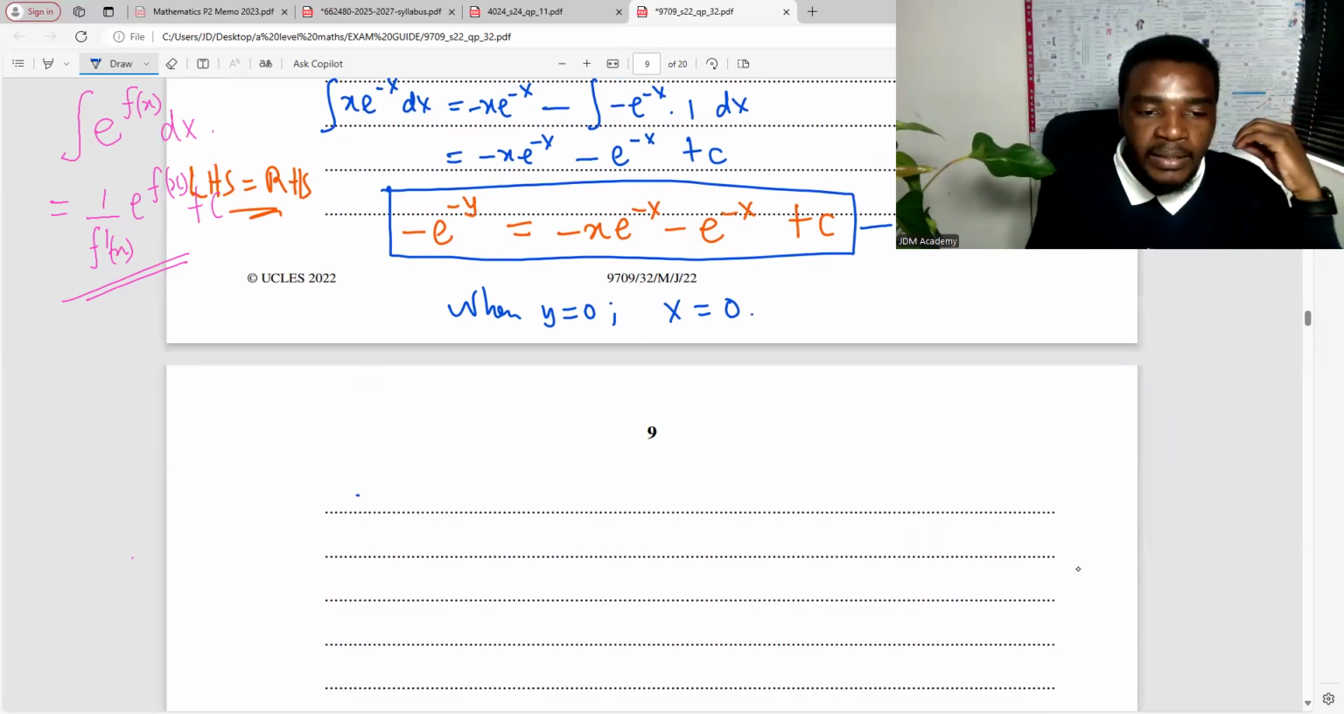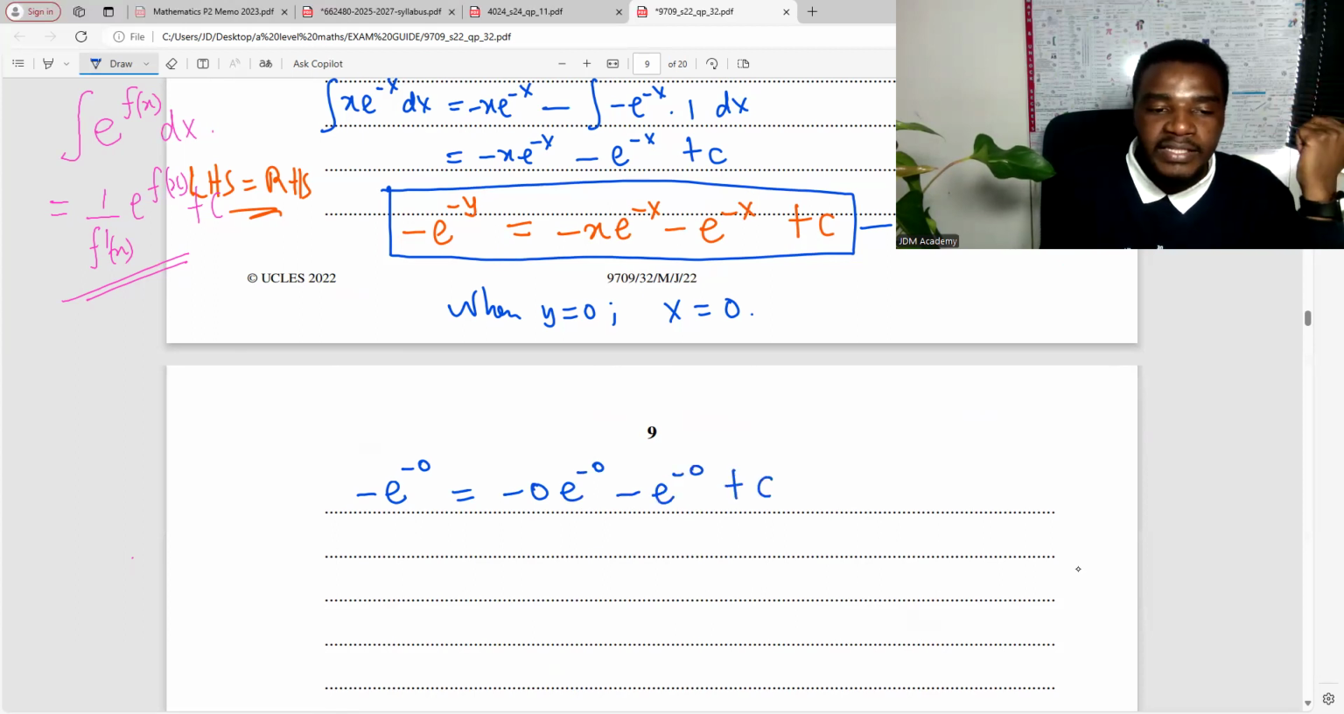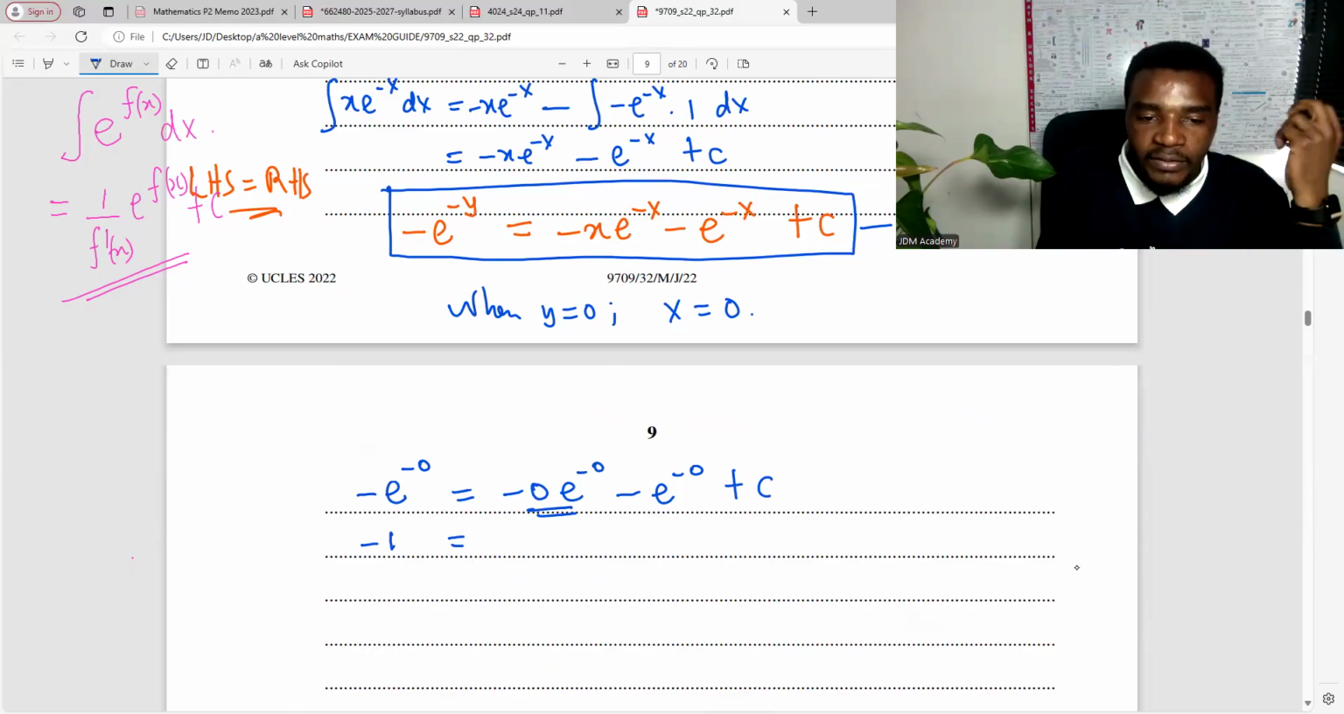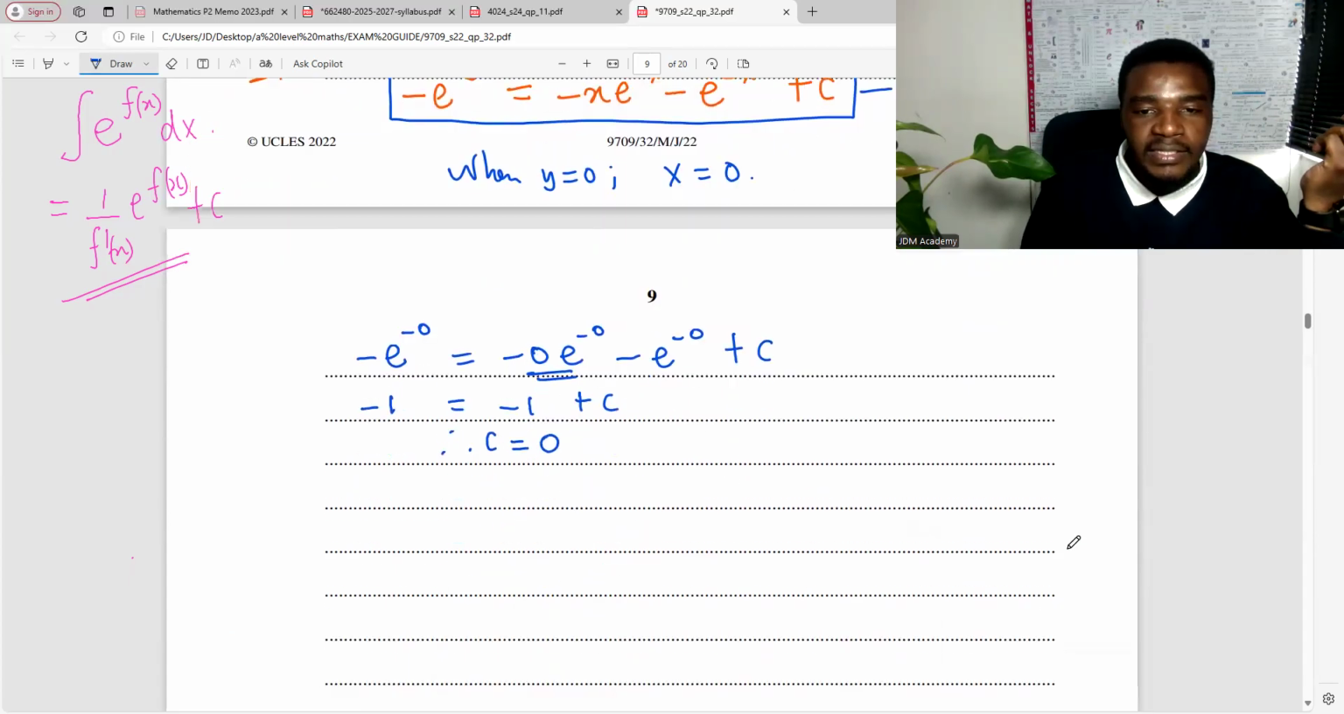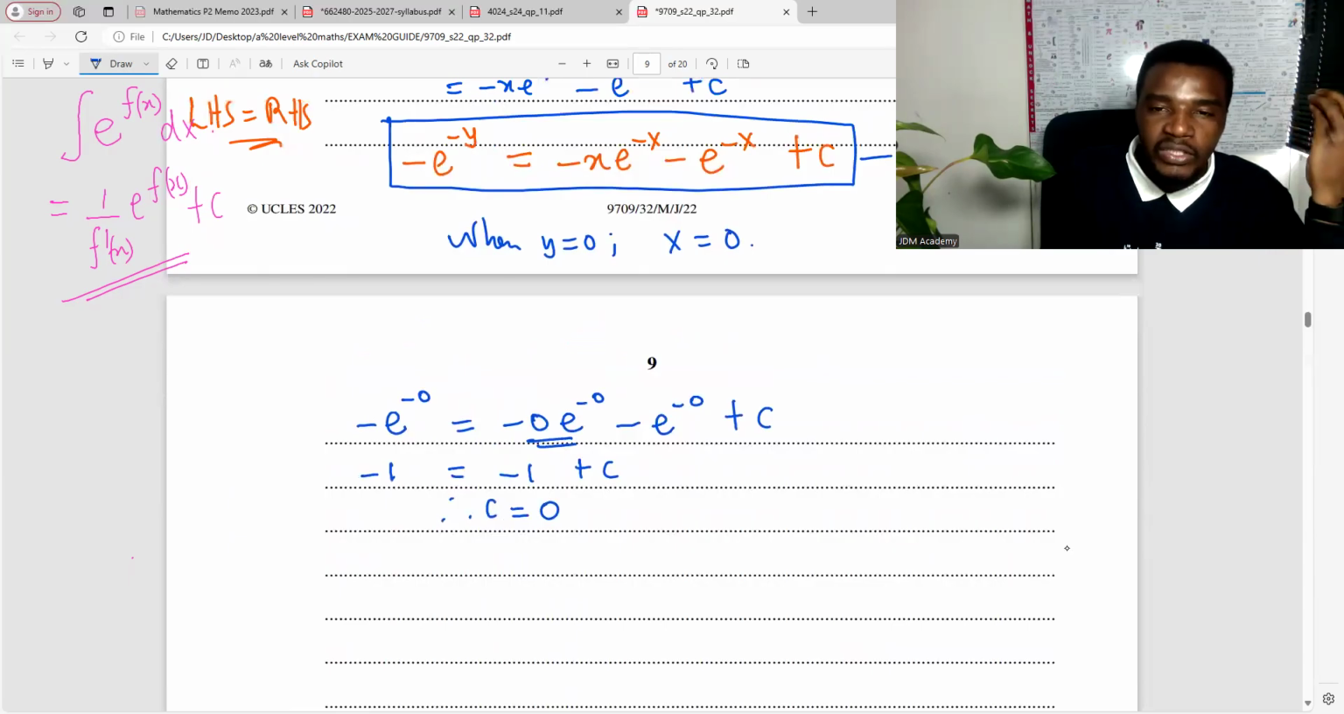So in this case, minus e to the power of minus 0 is equivalent to minus 0 times e to the power of minus 0 minus e to the power of minus 0 plus c. Obviously, e to the power of 0 is going to get us 1. So here we get minus 1 is equivalent to, but 0 times this, we are going to get 0, minus e to the power of 0, we're also going to get minus 1, plus c. So therefore, our c is equal to 0. So if our c is equal to 0, then we can now rewrite that general solution, replacing the value of c.